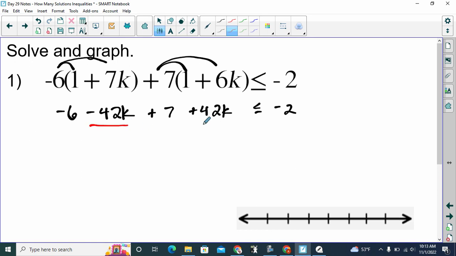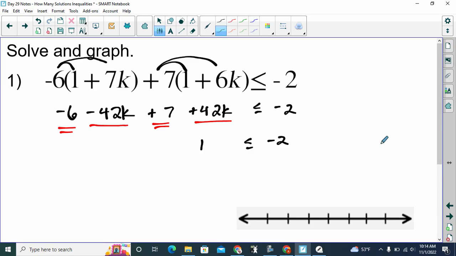This time the k's are on the same side of the inequality, so we can combine them. Negative 42k plus 42k. That leaves me with 0k. I don't have any k's left. We can also combine these. Negative 6 plus 7, that's 1. So I get 1 is less than or equal to negative 2.